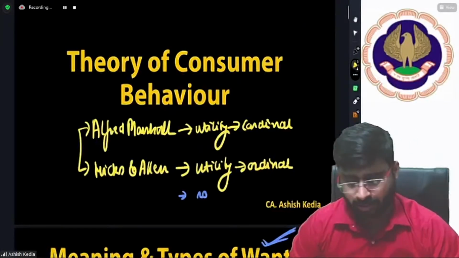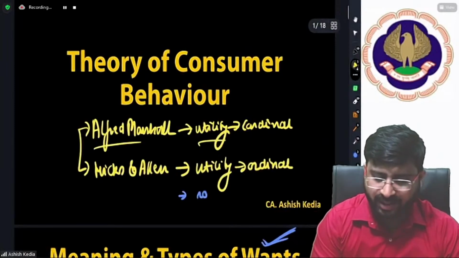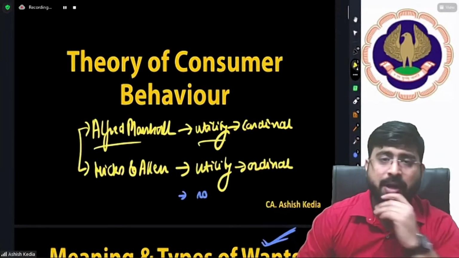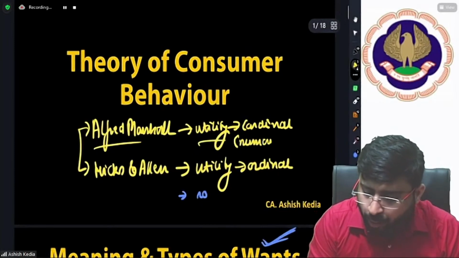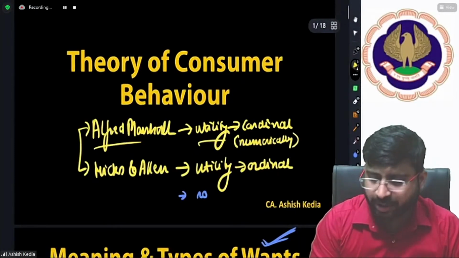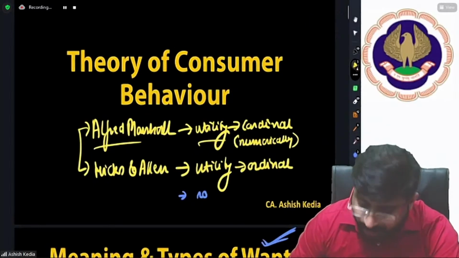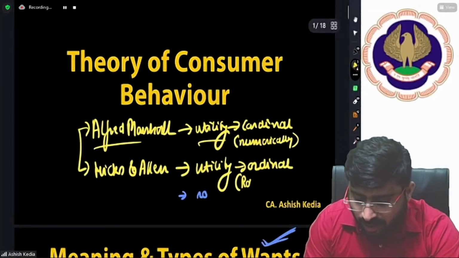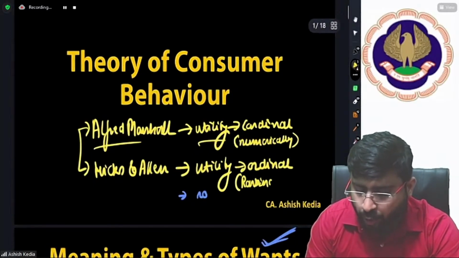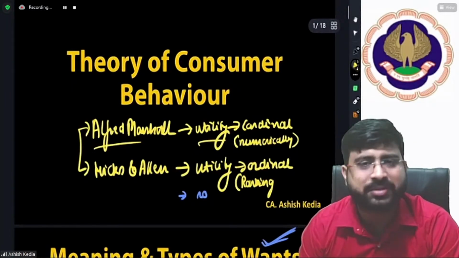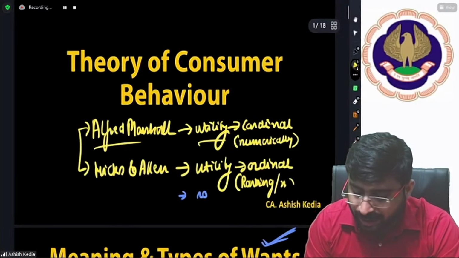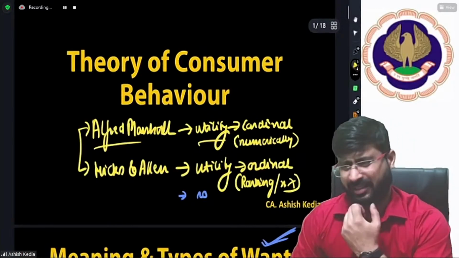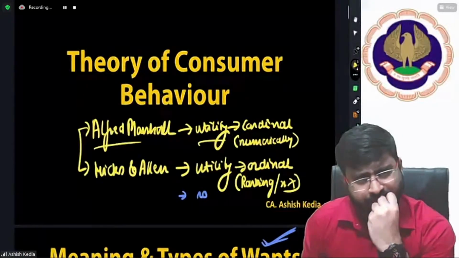Sir, what does it mean? When Alfred Marshall is saying that utility is cardinal, he means you can express it numerically. Ordinal means you can rank. Ranking is possible, like you come first, you come second. But numerical values cannot be assigned.